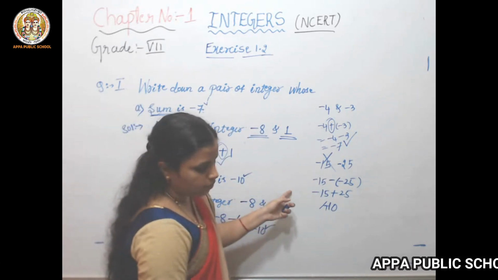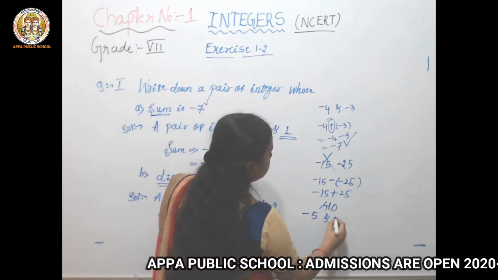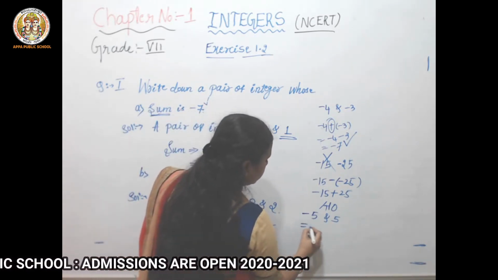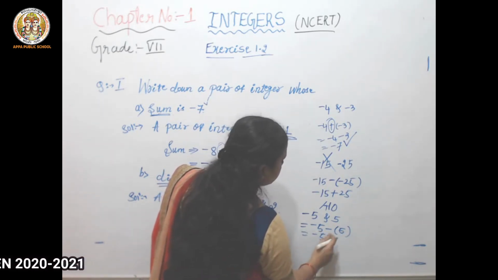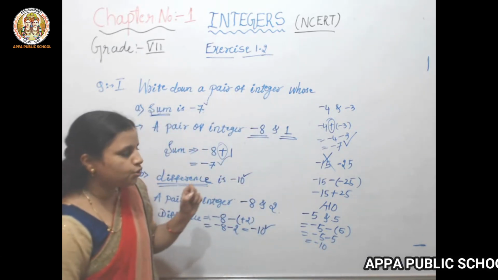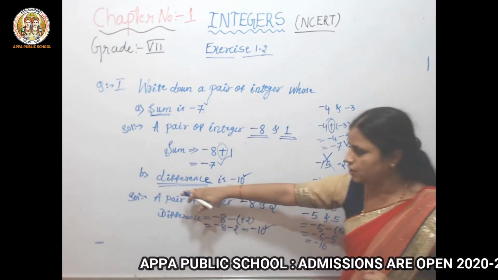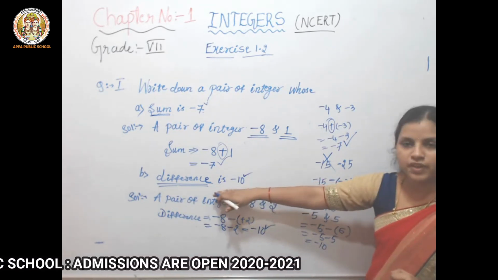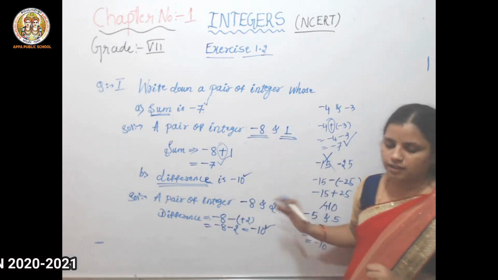Then which should we take? You can take others. I will take minus 5 and plus 5. As it is a difference, minus 5 minus plus 5, so minus 5 plus into minus, minus, so it is minus 10. You should choose the integers in such a manner that they satisfy the condition that the difference is minus 10. With this we satisfy the condition. This is regarding the A and B solution.